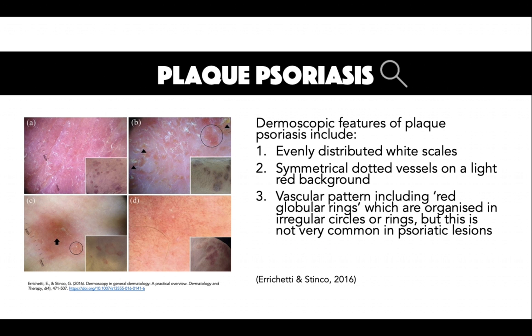Plaque psoriasis. Some dermoscopic features of plaque psoriasis include evenly distributed white scales and symmetrical dotted vessels on a light red background. Another specific vascular pattern is red globular rings, which are organized in irregular circles or rings, but this is not very common in psoriatic lesions.